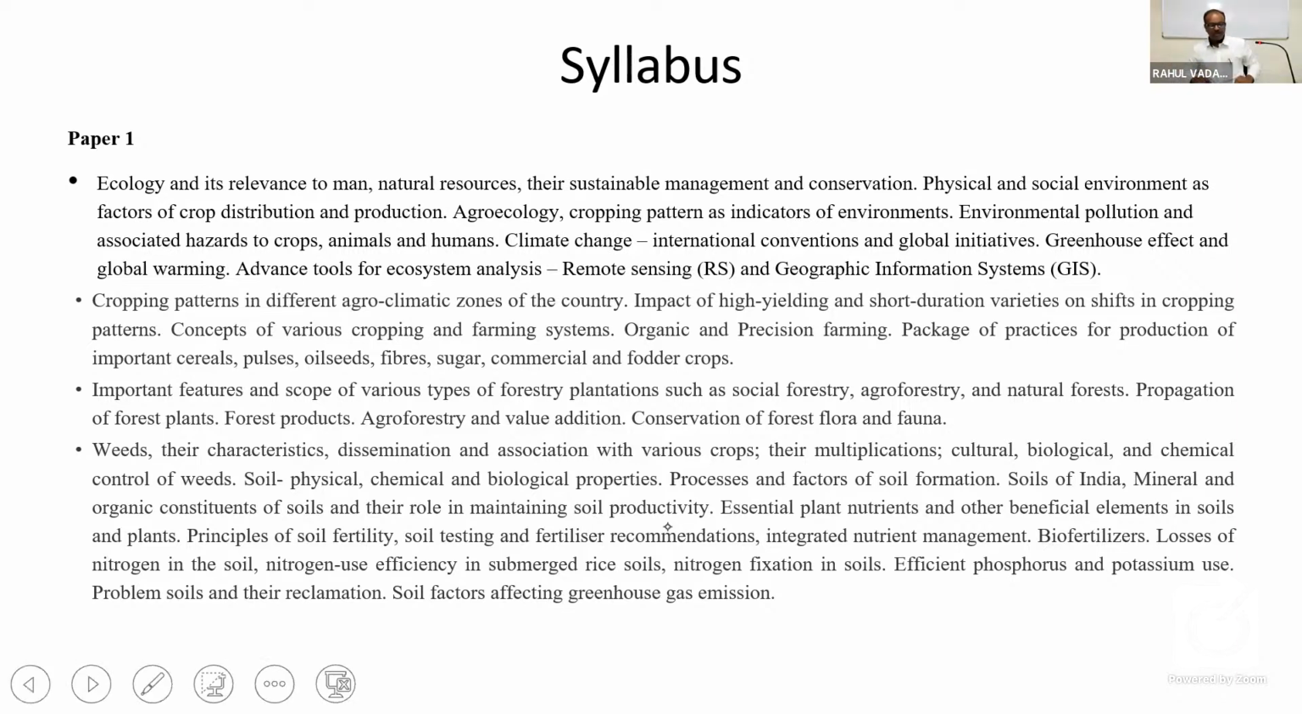When you see paper 1, the first topic is ecology, isn't it? Ecology is part of GS also. Again, you will be studying it here. At least 1 or 2 questions can be asked, very easy questions. But again, you have to be very specific with respect to the environment or ecology topic. So which are the methods for the conservation of natural resources? In situ, ex situ, okay.